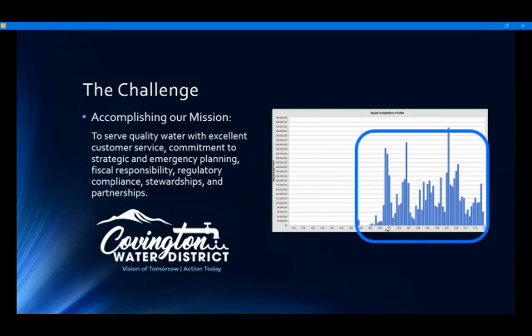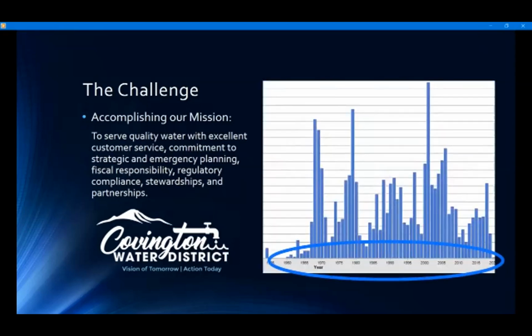We knew Covington Water District's infrastructure was relatively young. Nearly all of it was installed after 1965. But we also recognized the problem faced by all infrastructure is that if we didn't decide how to pay for it, then somebody else would need to. And the Covington Water District's mission statement and vision speak to a commitment to strategic planning and a vision of tomorrow with action today. So out of those commitments comes the need to develop strategic planning for our infrastructure. So in alignment with our mission, the district began its asset management journey.